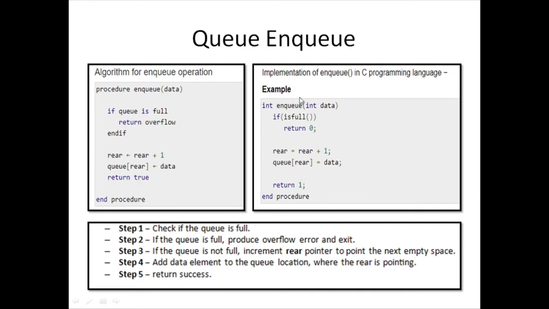So let's take a look at our C language program implementation. First, we check if the queue is full. If that is true, we'll return 0. So 0 will be our indicator that the enqueuing operation was not successful. If the queue is not full, then increment the rear pointer. That's why we have here rear is equal to rear plus 1 to point to the next empty space. And then step 4, add data element to the queue location. So this is our data element. We added that to our array pointing to the rear location. And then we return 1 to indicate successful enqueuing.